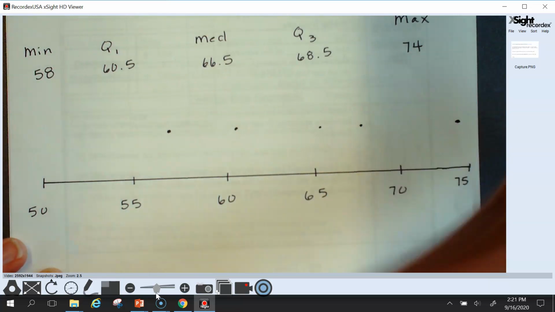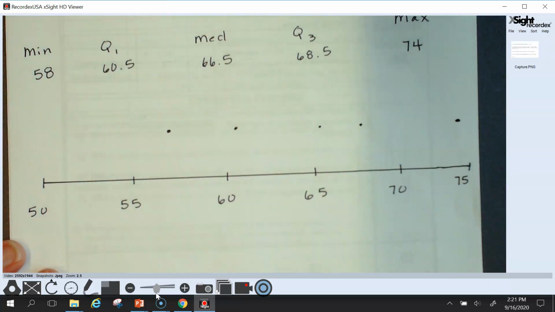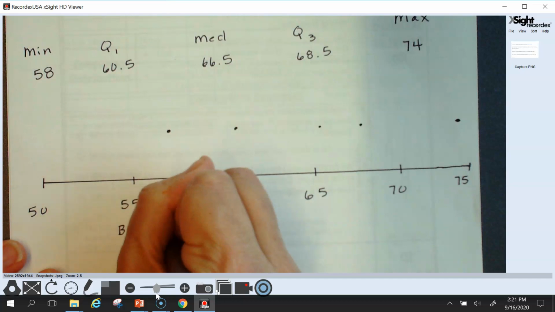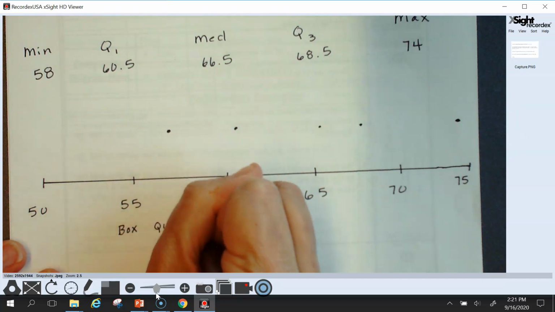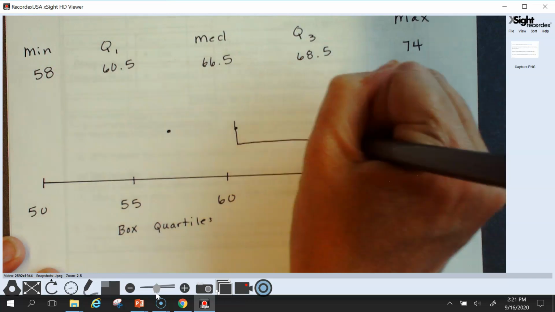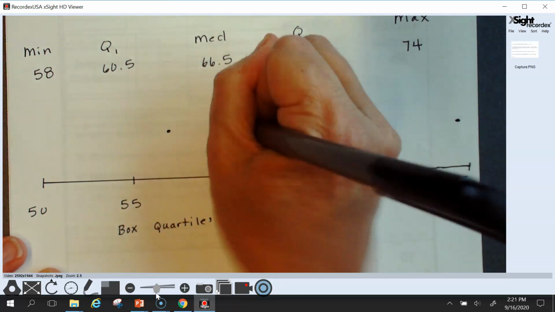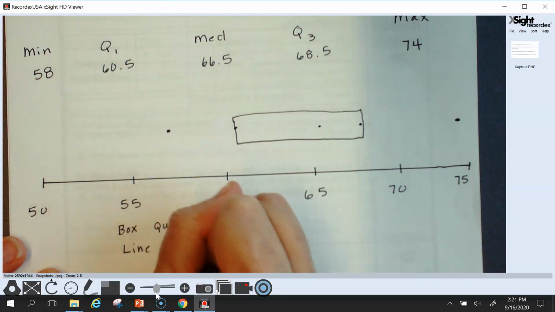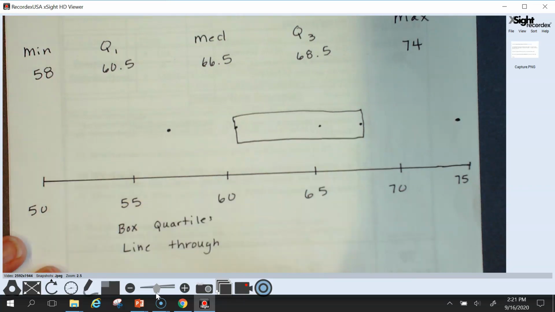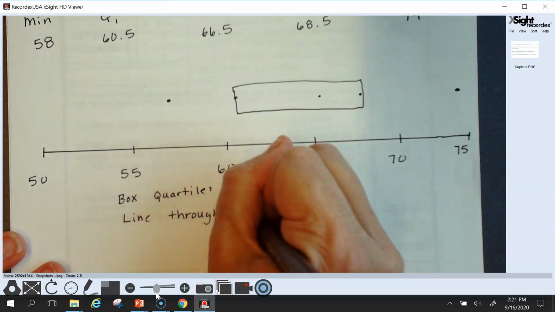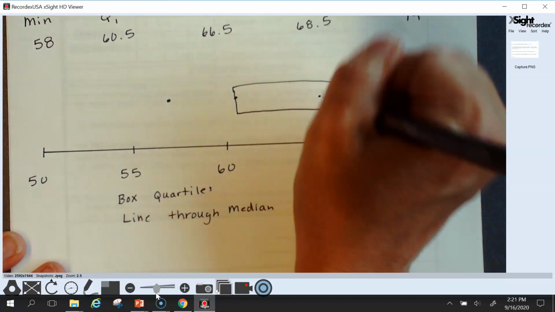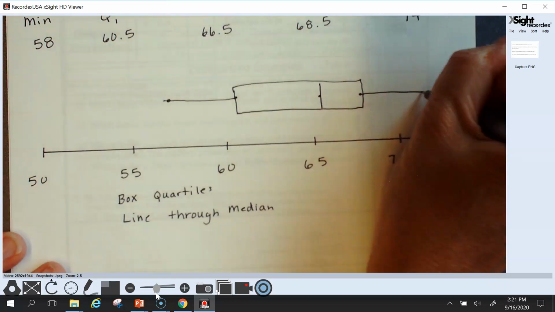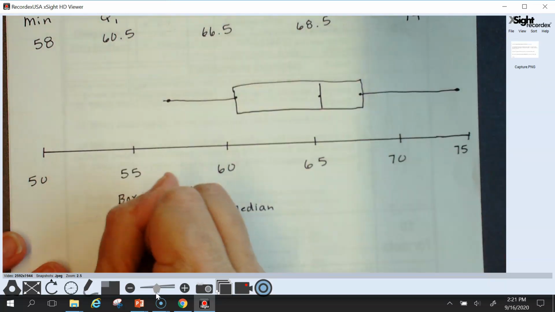So what I've done is plot the points here. So what you do is you box the quartiles. So I'm going to do that first. Box the quartiles. Line through the median. And then you just draw lines to the min and the max. So lines to the min, max.